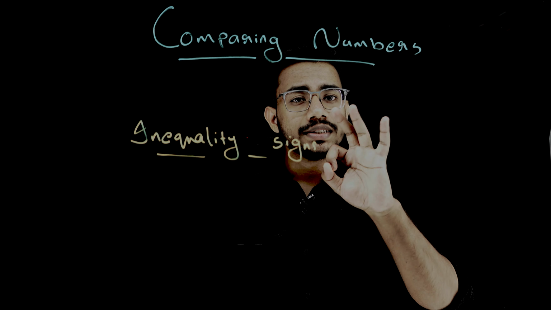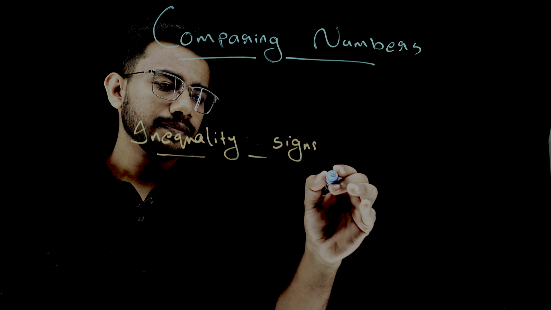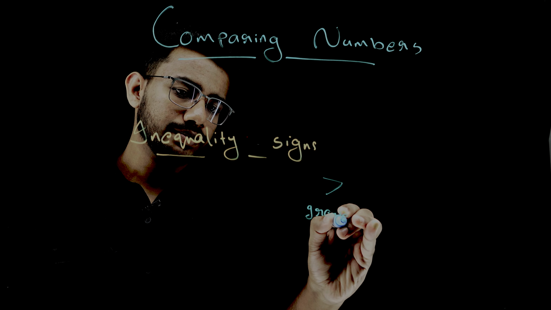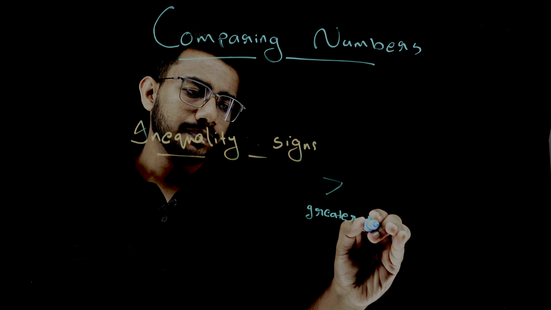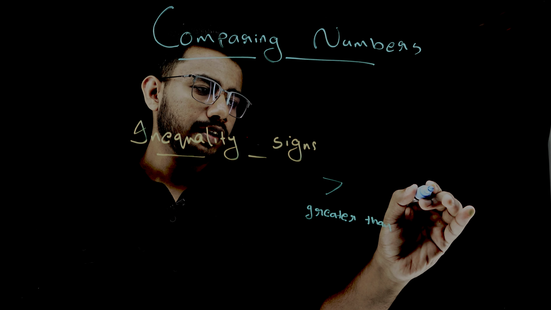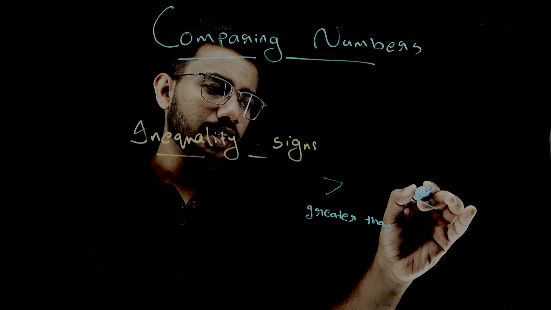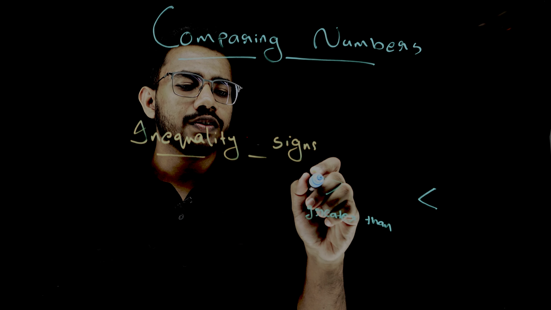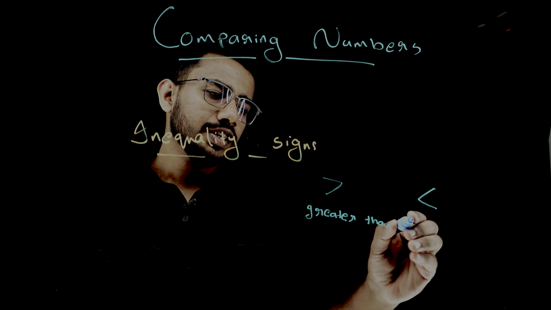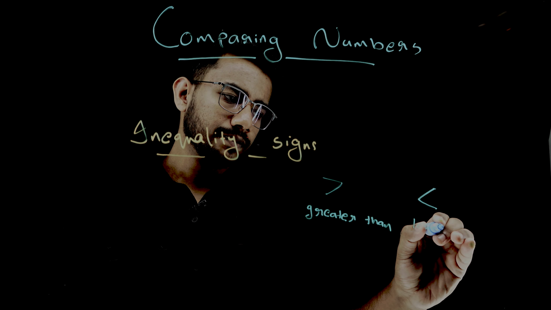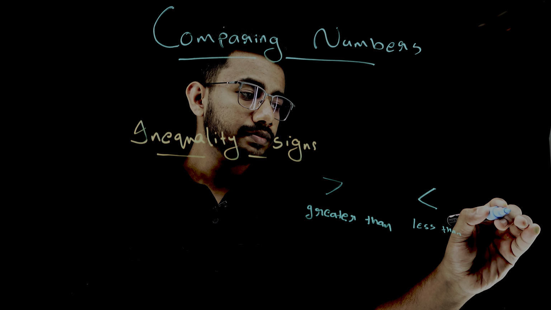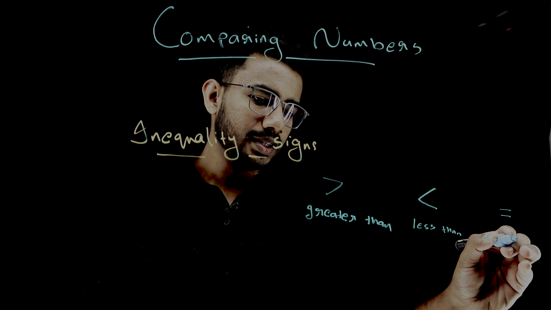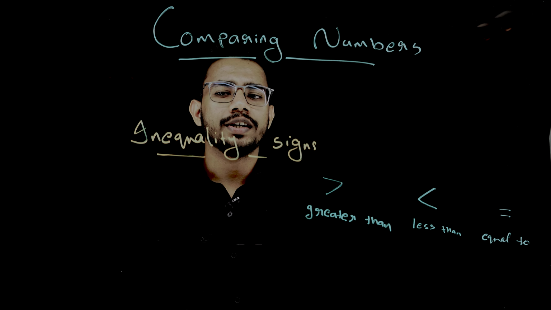And mainly we have three inequality signs. The first one is the greater than sign. This is called greater than. And the next sign is this one, which is kind of a reflection of the same sign itself. So this is less than. And the last one is the same old equal to. So these are the three signs I have when it comes to inequality.